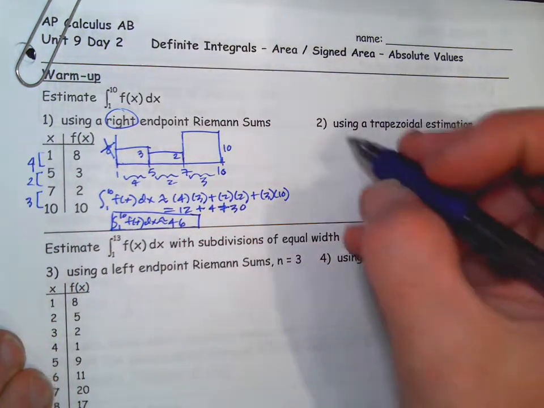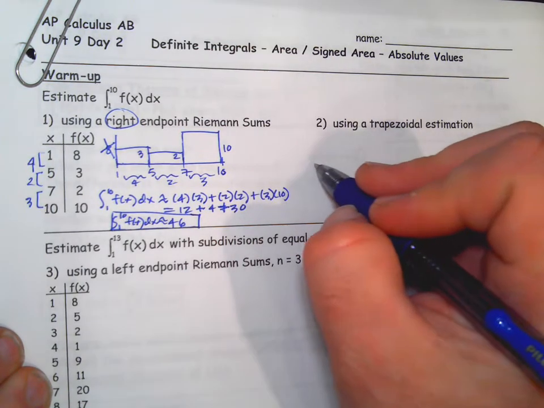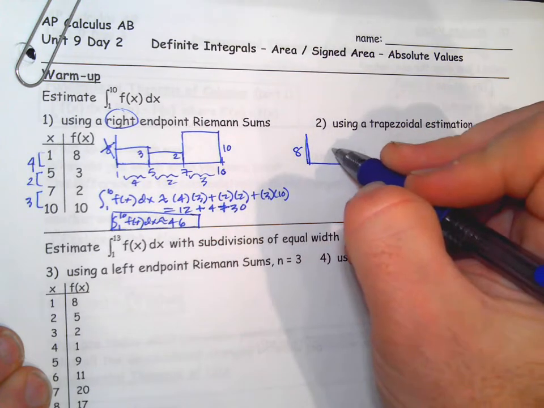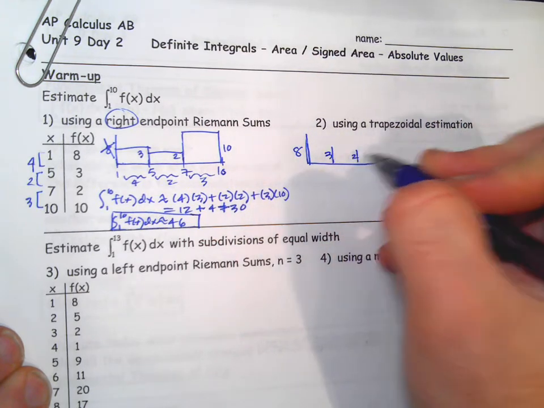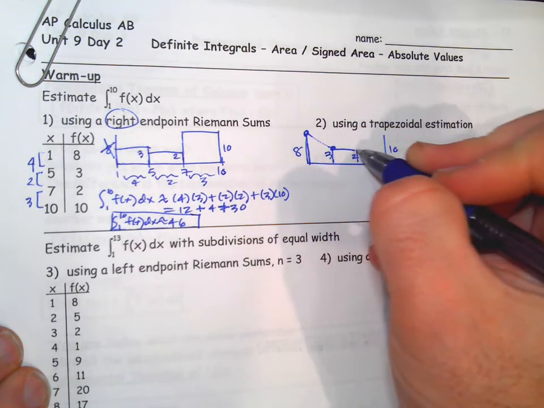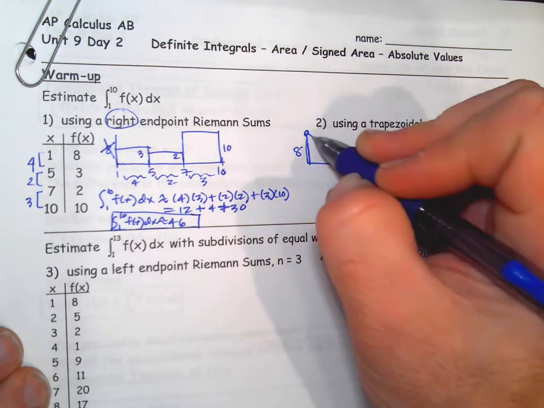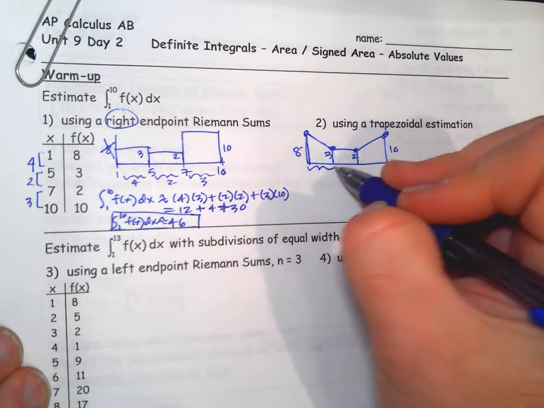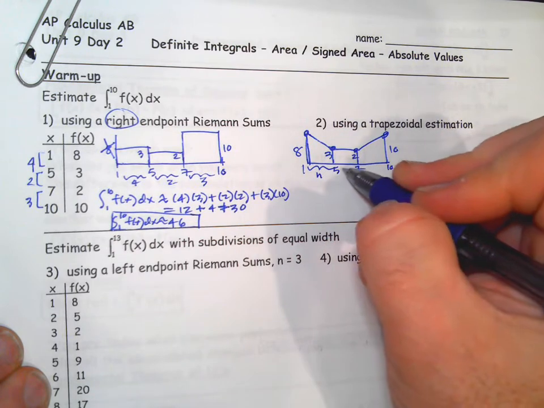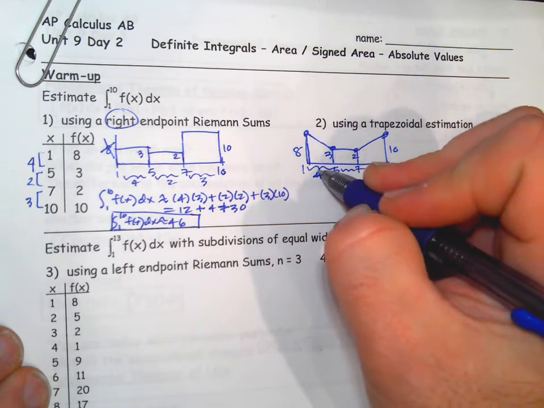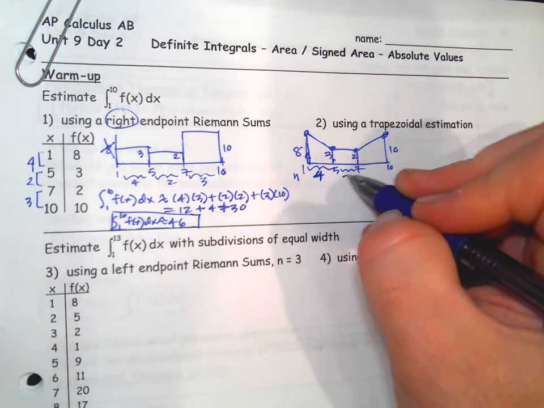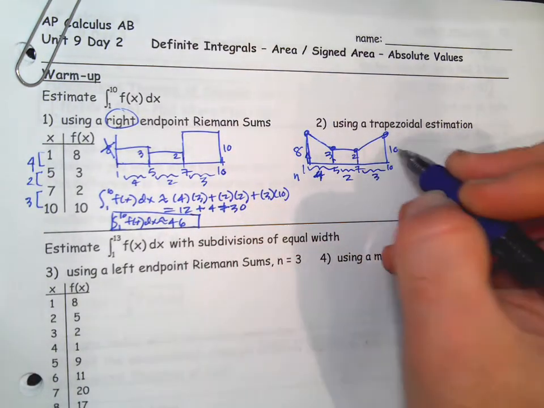Okay, next one, trapezoid. So it's the same picture. Same values, same slices, but this time we're going to connect them with secant lines, which create trapezoids. And the values down here at the bottom, instead of being bases, they're actually the height of the trapezoid, because the trapezoids are sideways, kind of sideways from the way we usually picture them.